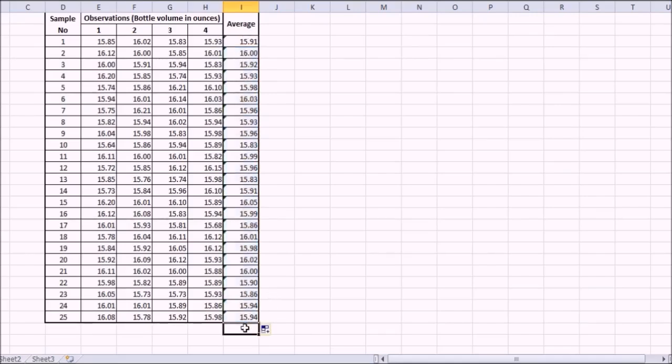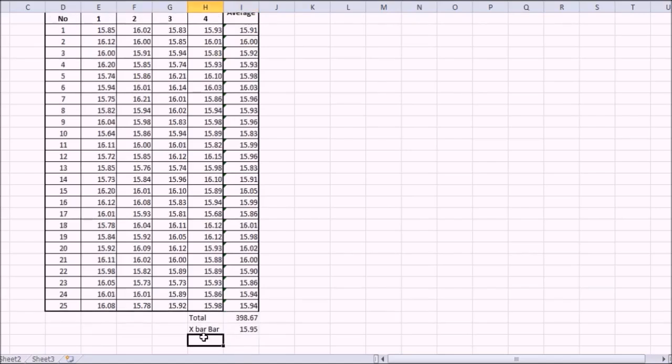Okay, now we will calculate the X double bar, or the mean of the mean. Let me first calculate the total of this, and that happens to be the sum starting from the first to the last. And the average of the average, let me call it X double bar, is this value divided by 25, as we have 25 samples, and that is 15.95.